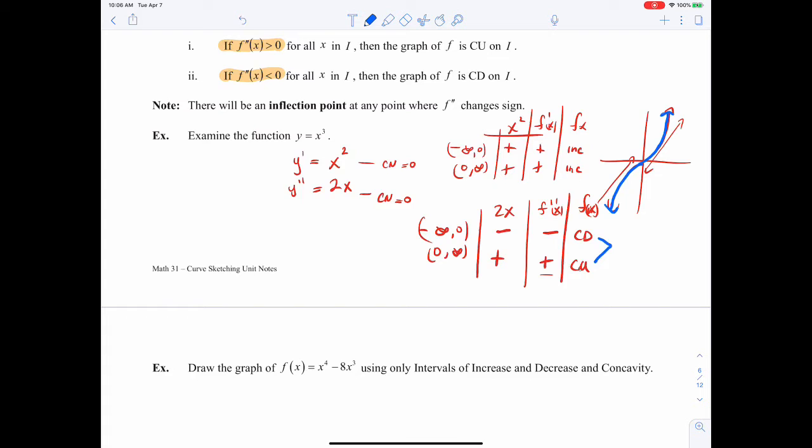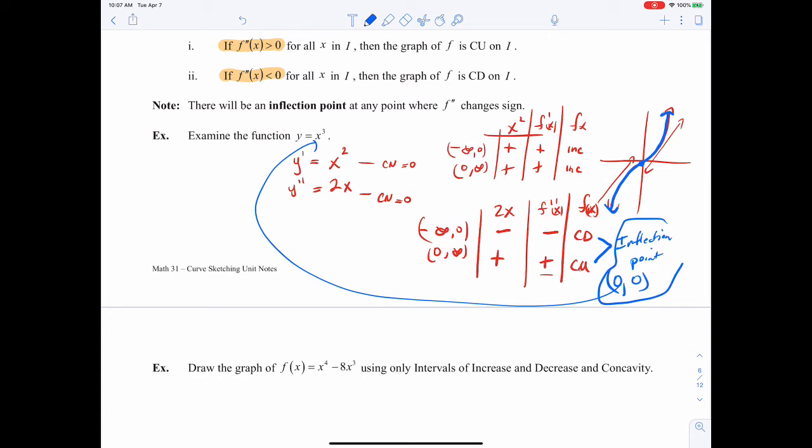Now when there's a change in concavity, concave down to concave up, this means that there is an inflection point that's happening at 0. So the inflection point is 0, and we sub this back into the original function. So 0 cubed is 0. So where there's a change in concavity from concave down to concave up or vice versa, that is what is called the inflection point. Okay, so that is the inflection point of that graph.